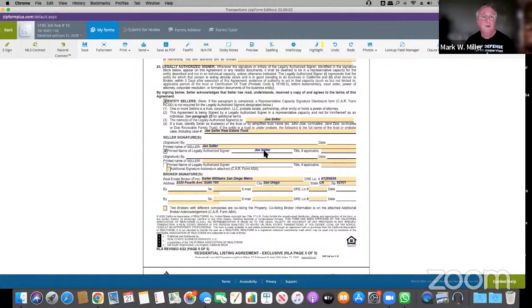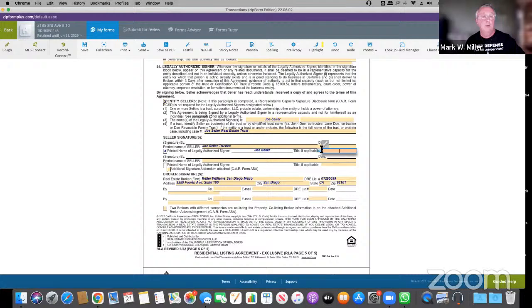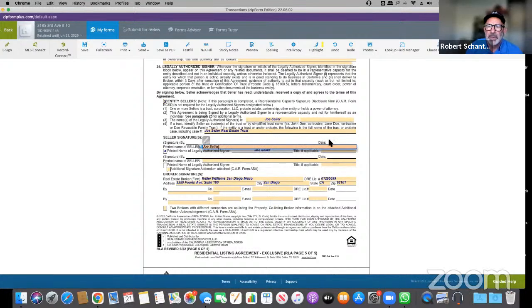The other thing to remember is that if you have a trust, you fill out 3 lines: signature by, printed name of seller, and printed name of legally authorized signer. If it's just a regular individual, it's just the first 2 lines: signature by and printed name of seller. Of course, if you have a second seller, then you'd add that information too. You would put Joe Seller, trustee. Okay. So I believe when you check the box entity sellers. What's this over here though? That's the title. So that would be trustee, successor trustee, or something like that. So I wouldn't put it there. I'd put it over here. Yeah, you can put it in that title field.